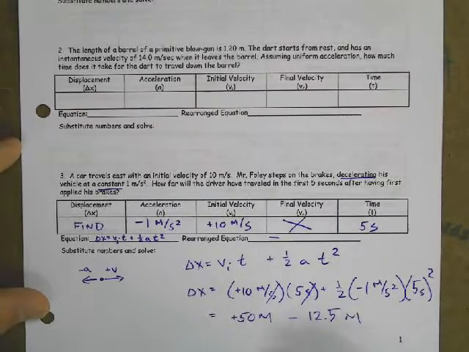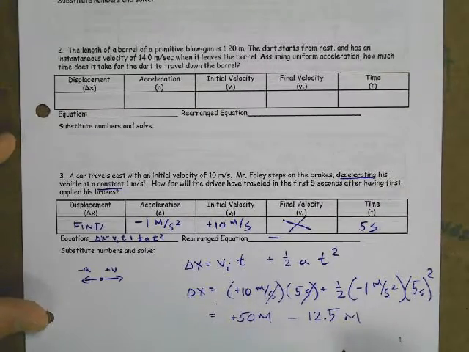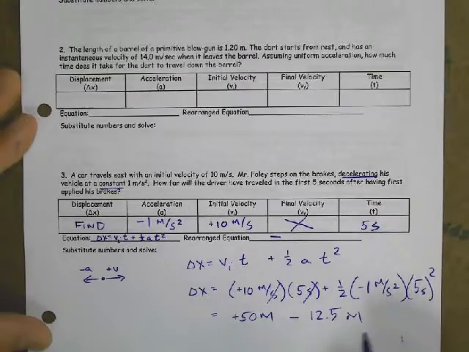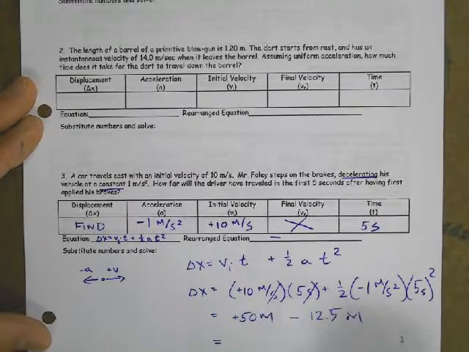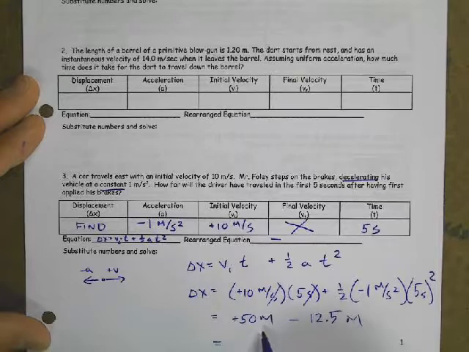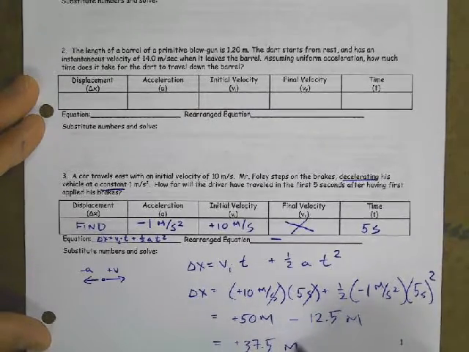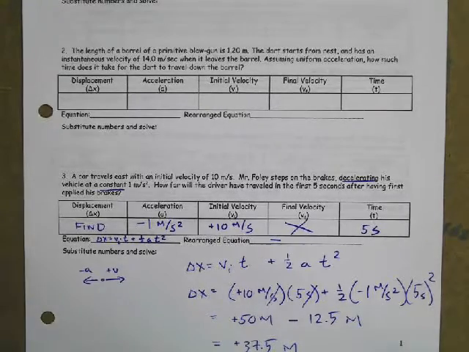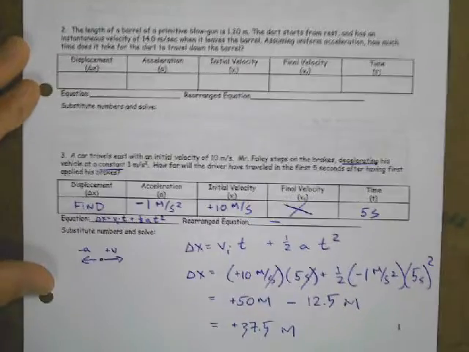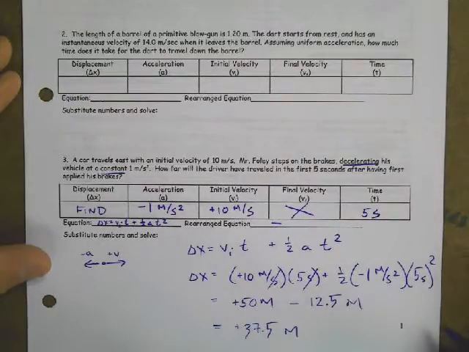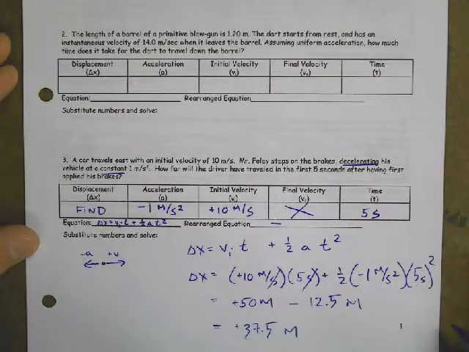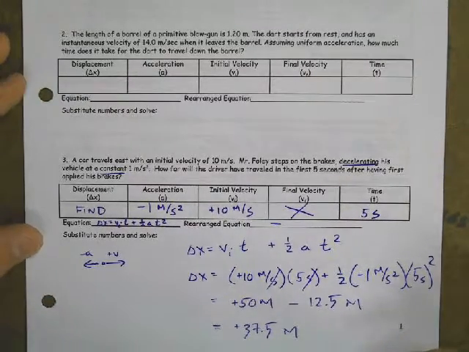It's kind of neat the way that you can break up the two displacements separately and combine them just by subtracting them. So at the end of the day, Foley has actually gone, what would this be, 37.5 meters. And that's because we took 50 and we had to take away from it some of that 12.5. So it's quite interesting, the way that you solve this problem.